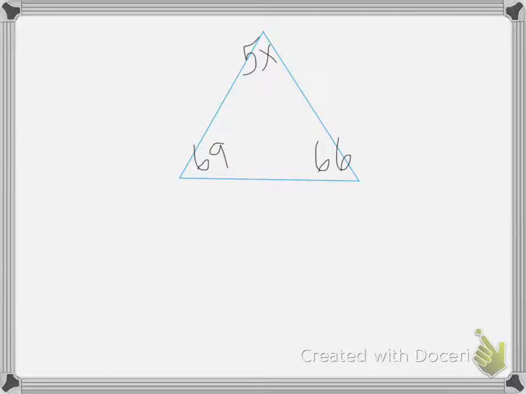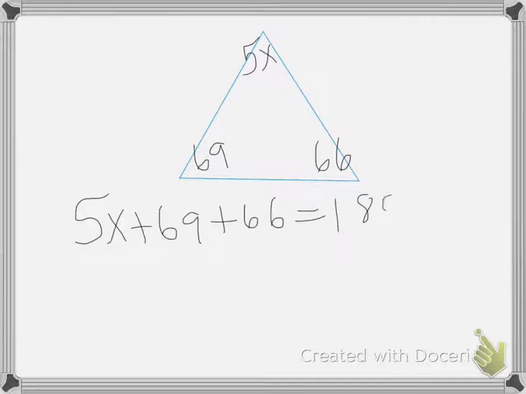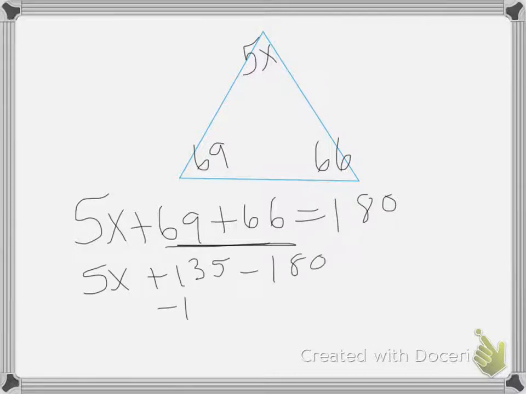Okay, Emily, on one of the pages your mom sent, number 6 was this triangle. You almost had it done, you just didn't finish it. I don't know why. You had it right. It was 5x plus 69 plus 66 equals 180. You add these. What'd you get? 135 equals the 180. You subtract the 135.